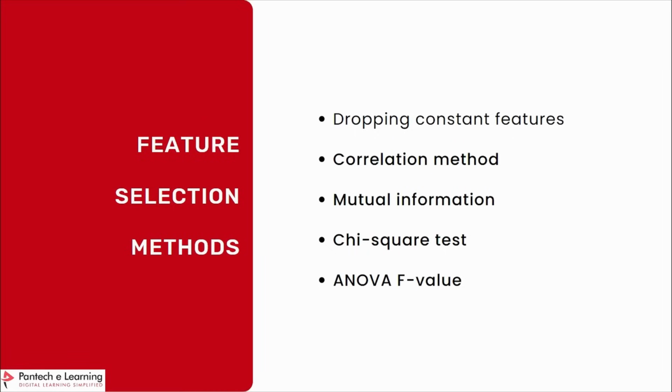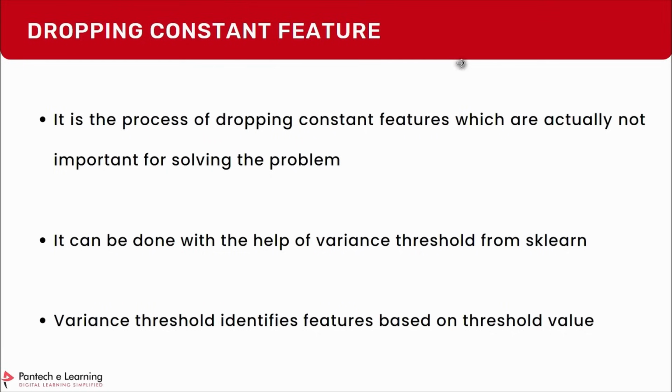To select your features, you have some methods. One is called dropping constant features, another one is the correlation method, then we have mutual information, then the chi-square test, then ANOVA F value. We'll see one by one. We'll start with the first method in feature selection, which is dropping constant features.